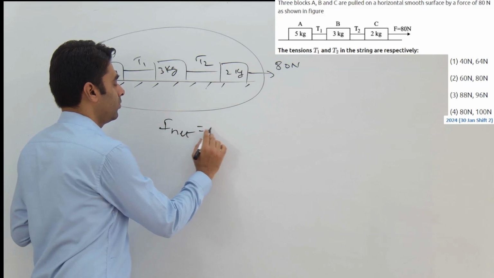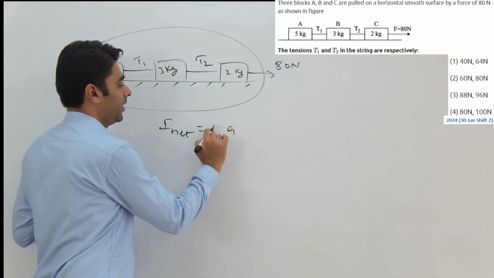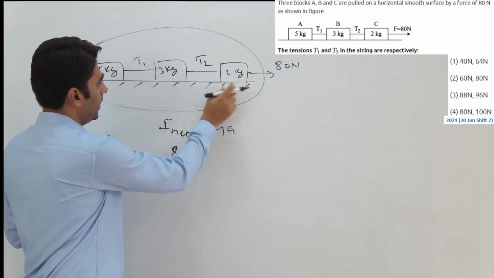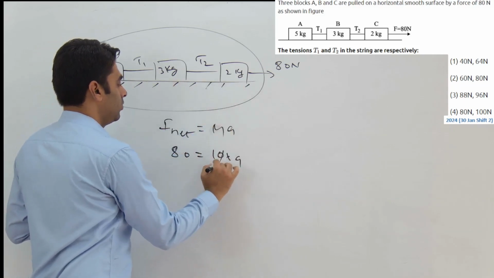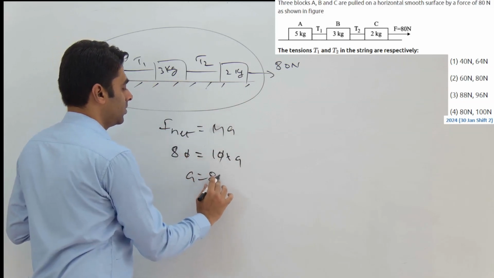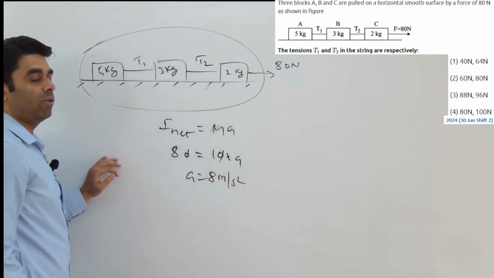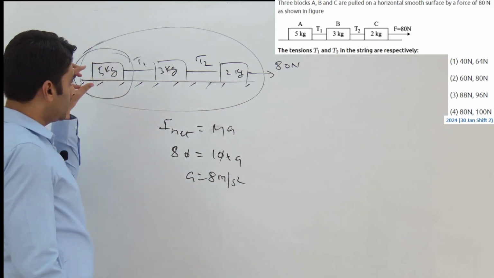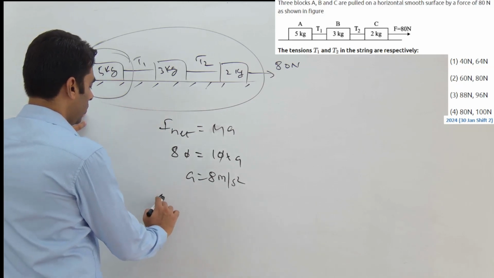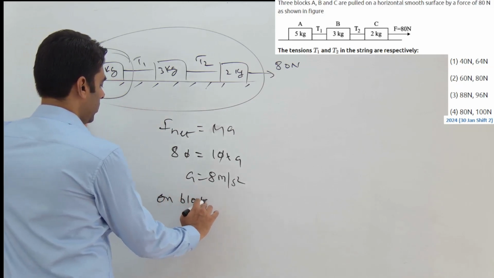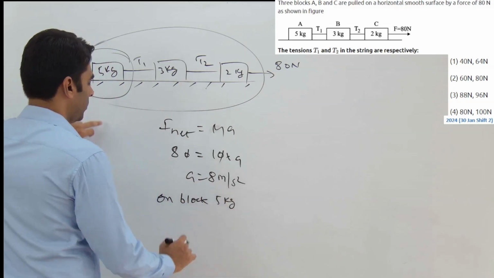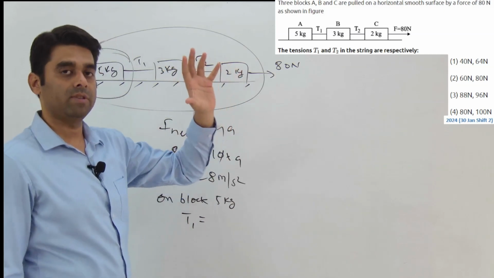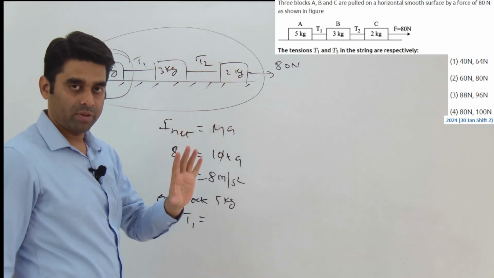So F net is equal to M into a, capital M into a. F net is 80. 80 is equal to the total mass, 5 plus 3 is 8, 8 plus 2 is 10, into a. So how much is our acceleration coming? Acceleration comes out to be 8 meter per second square. Now we want to find out T1 and T2 values. So you can apply your second law, F net equals ma, on specific blocks. So for the 5 kg block, what will be the equation forming?